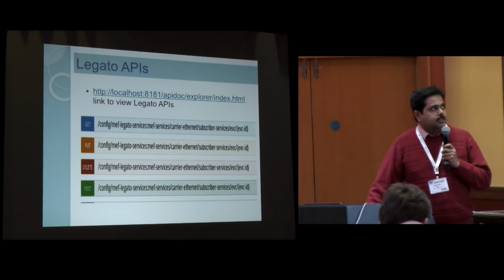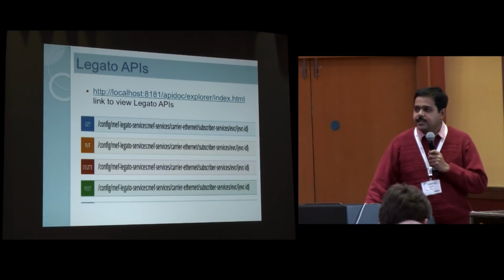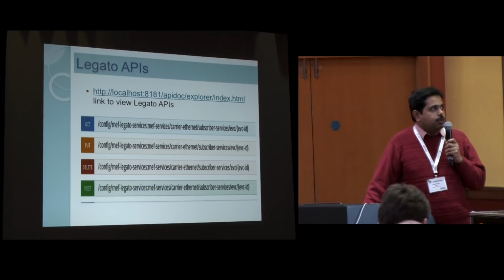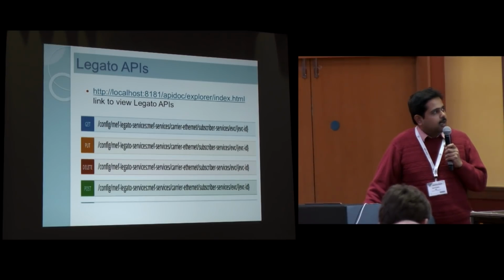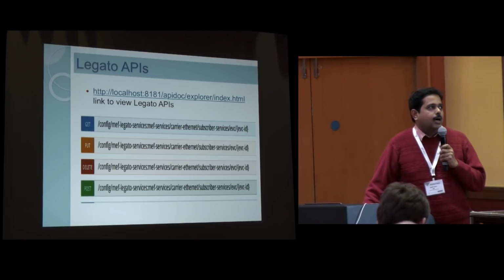This is the Legato module. It's a YANG-based module, and it's flexible. We can install it and uninstall it at any time. If we install it, we can see the list of APIs for Legato visible in the API doc explorer. You can see all the CRUD operations for Legato: we can delete, get, update, post, all kinds of operations, either from the Explorer screen, or from a Postman script.